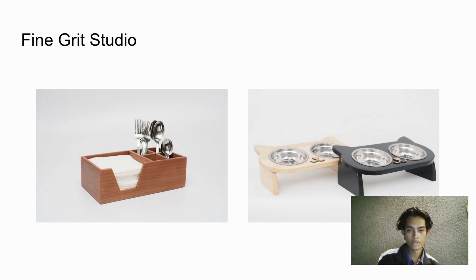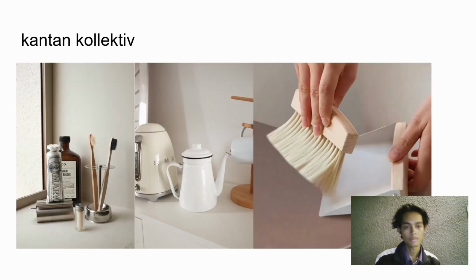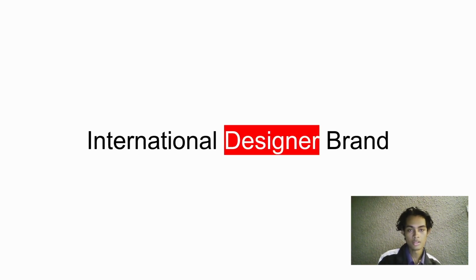The next one is Frank Grade Studio, which makes small kitchenware, mostly for organizing. This is an example of their product. Next one is Kantan Collective, which also makes very small products for your home. This is an example of an international designer brand.